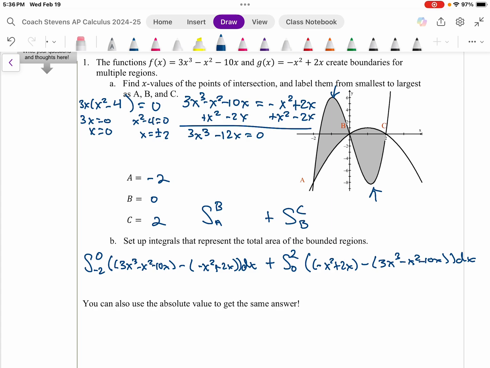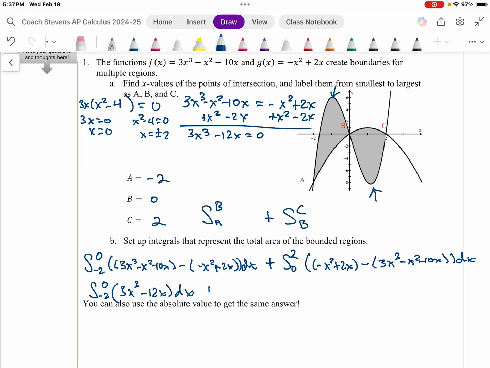We'll just clean this up. Again, I would not leave it like this on an AP test. If they just asked us to set up the integrals, I would do some combining of like terms, so I would go one more step here. So the integral from negative 2 to 0 of 3x cubed, and then that'd be a minus, that'd be a plus, and those cancel, so no x squareds, and then we'd have a negative 10, so that'd be negative 12x.